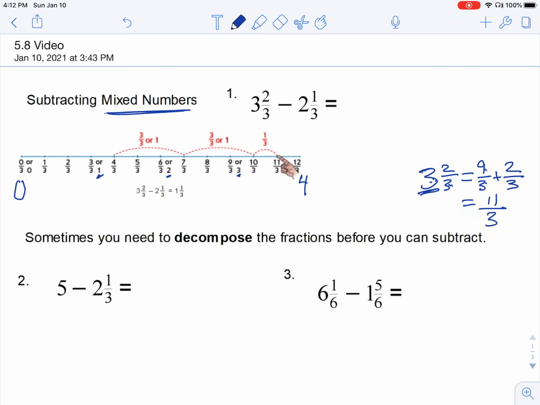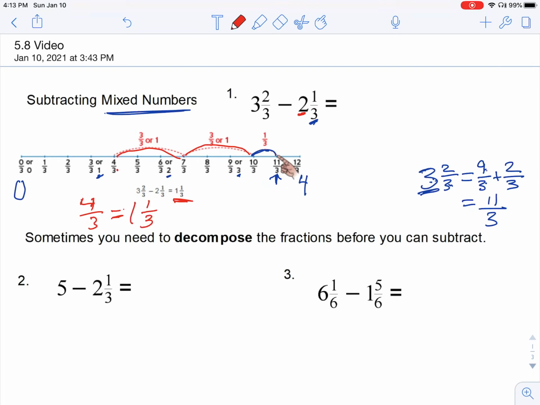So we started at 11/3 right here, and then subtracted first 1/3, and then subtracted 2 wholes. But remember, 1 whole is 3/3. Another whole is 3 more thirds, and that brought us all the way down to 4/3, also known as 1 and 1/3, right? So they've written the answer here, 4/3 equals 1 and 1/3.